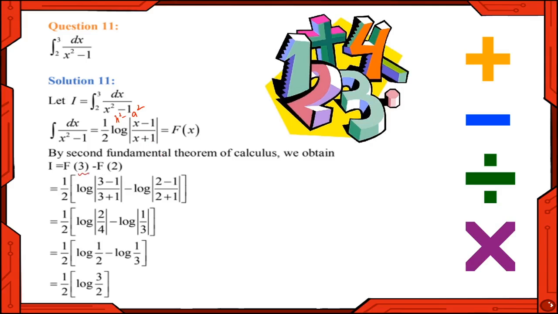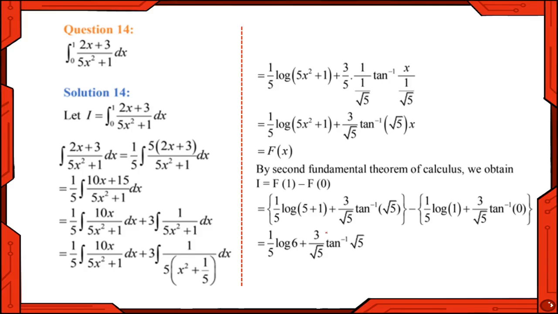Now f of 3 minus f of 2. Replace all x with 3 and then we will replace all x with 2. So 3 minus 1, 1 by 2 overall common outside. Log of 3 minus 1 upon 3 plus 1, 2 by 4 which is 1 by 2, minus log of, now we replace with 2, 2 minus 1, 1 by 3. Now log m minus log n is log m by n, 1 by 2 upon 1 by 3, which is 3 by 2.